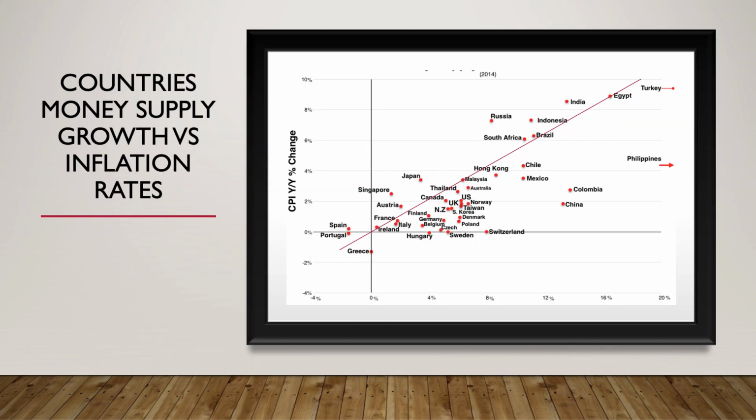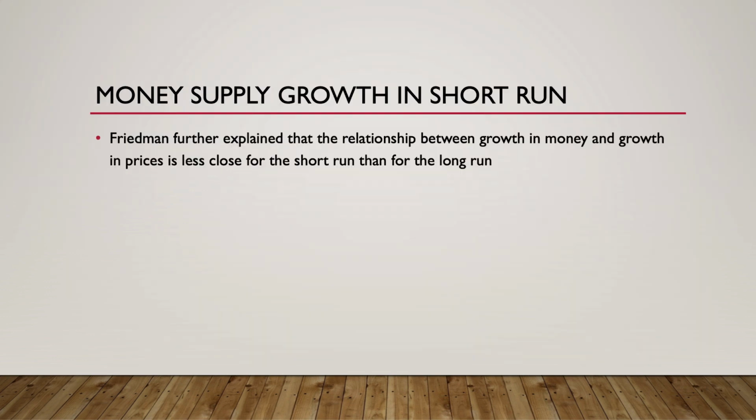Economists have studied the link between growth in the money supply and inflation, and this graph shows the relationship between these two variables. You can see that there is a very strong positive correlation between a country's growth in their money supply and that country's average annual rate of inflation. Friedman further explained that the relationship between growth in money and growth in prices is less close for the short run than for the long run.